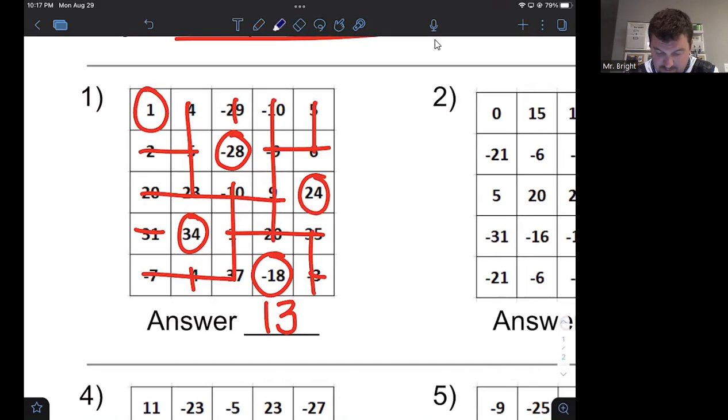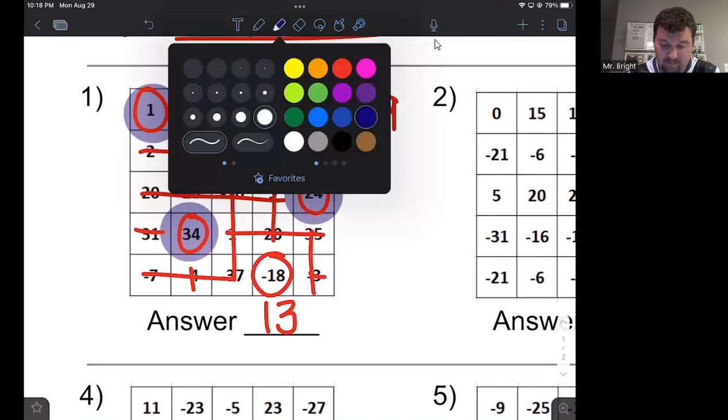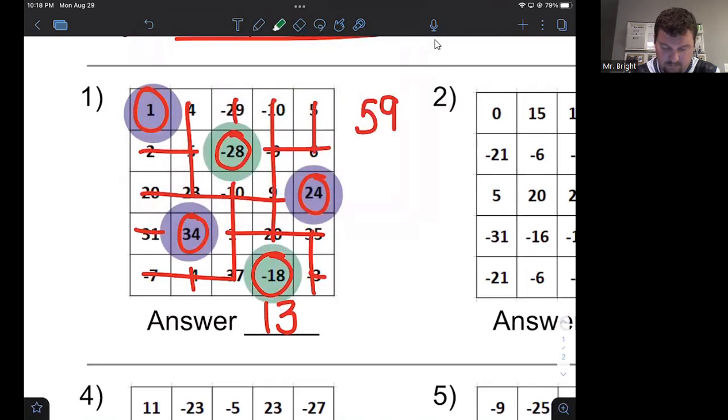Add your positive numbers together. 34 and 1 makes 35. 35 and 24 makes 59. Add your negative numbers together, because they're going to join forces, right? So you could think of it as adding all 5 numbers together. Since you can do it in whatever order you want, you might as well add your positives together and then add your negatives together and then add those two. Negative 28, negative 18 makes negative 46. Watch what happens when I subtract that. Boom, 13.